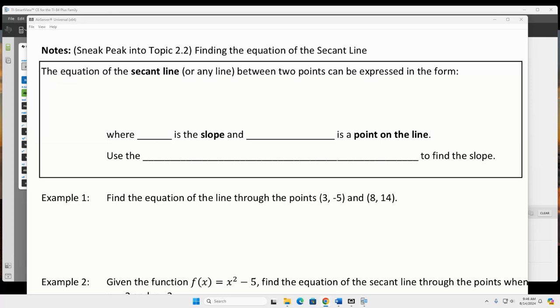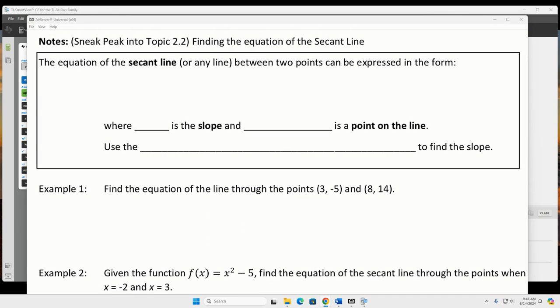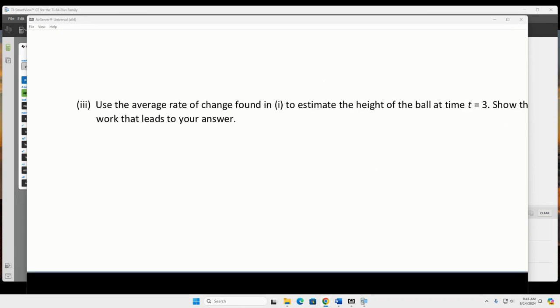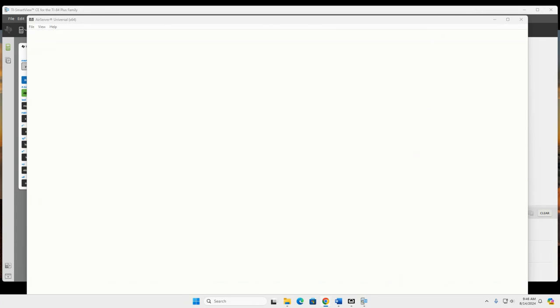All right, so I'm calling this technically an extension of 1.3, but the way this is in the standards is actually a sneak peek into topic 2.2, which is fine, it doesn't matter. But what we're going to do today is find the equation of a secant line. But before we do that, I want to make sure you remember what a secant line is.